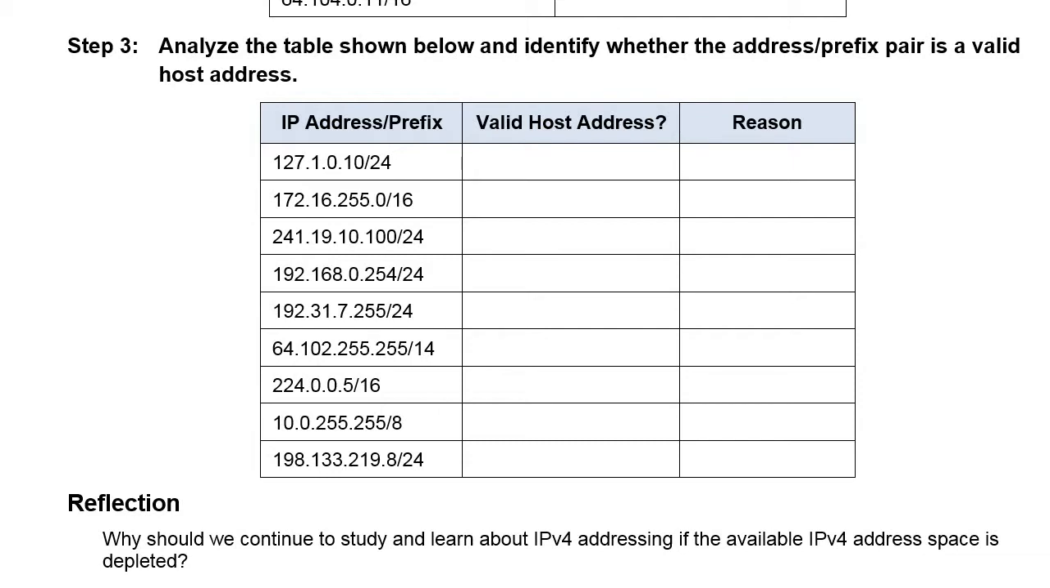Alright guys, that is it for this series of 5. The last thing that they ask you in the guide is, why should we continue to study and learn about IPv4 addresses if the available IPv4 space is already depleted? So we are out of IPv4 addresses in the publicly routable space.